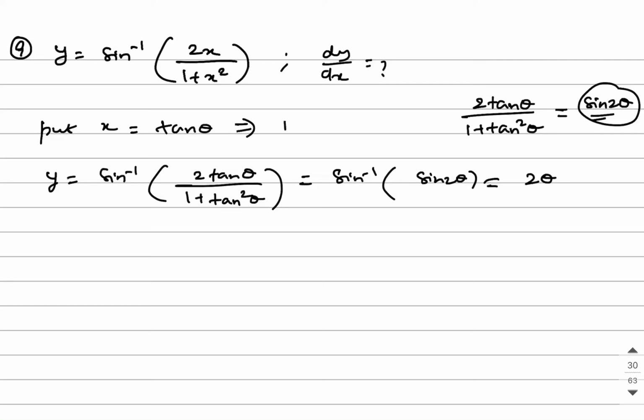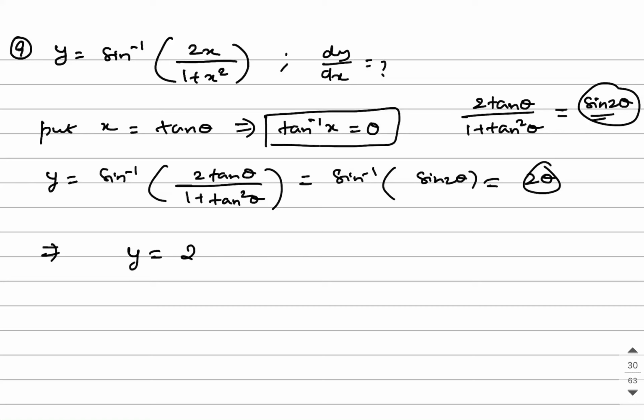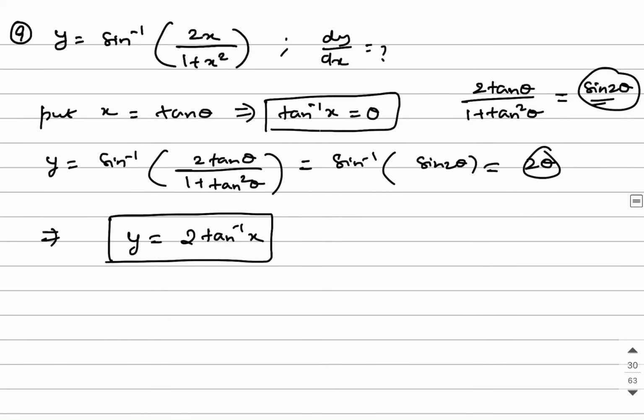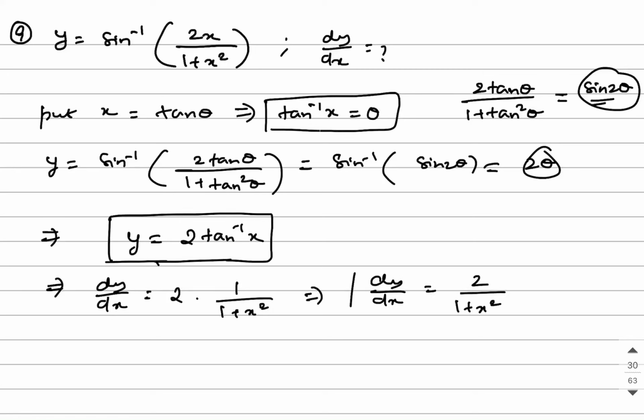So if x is tan theta, that implies tan inverse x is equal to theta, right? So since we got y is equal to 2 theta, then y can be written as 2 tan inverse of x. So this we know directly from the inverse trigonometry also. So y is equal to 2 tan inverse x implies, differentiating on both sides, dy by dx is equal to 2 into derivative of tan inverse x. Derivative of tan inverse x is 1 by 1 plus x square. Hence dy by dx will be equal to 2 divided by 1 plus x square.